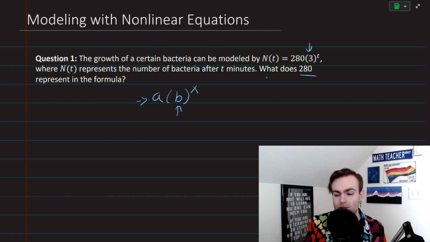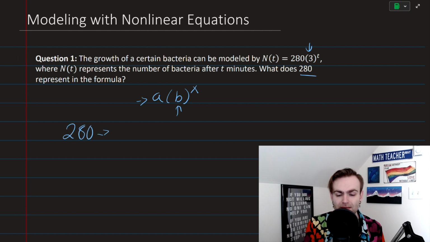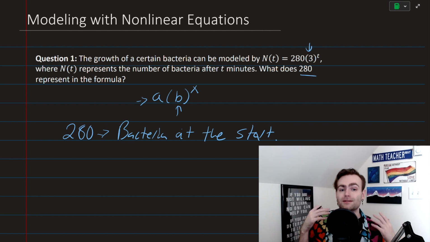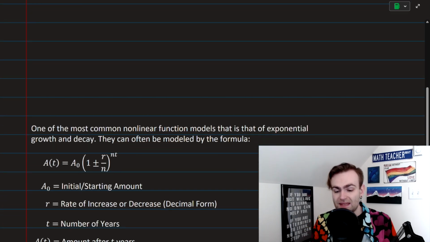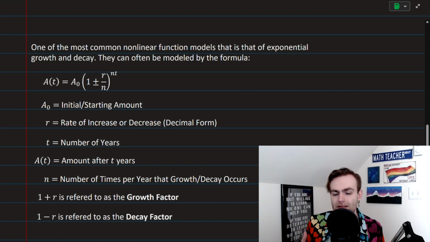The a, however, which is what we do have, this 280, represents the initial number. So the 280 means we had 280 bacteria at the start. So it's not a question of asking us to do math, but to interpret what the structure is actually talking about. So with that comes, what are these structures? What does it actually mean is going on, especially with exponential growth and decay?